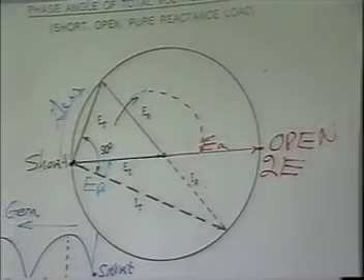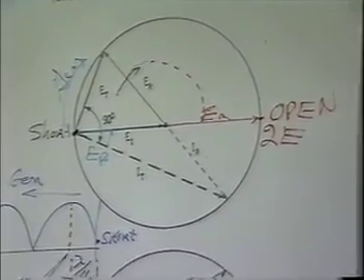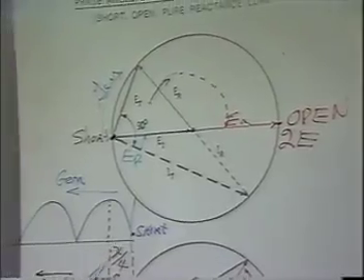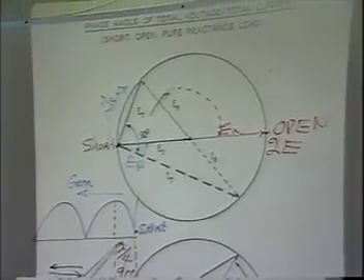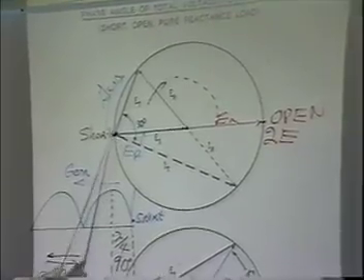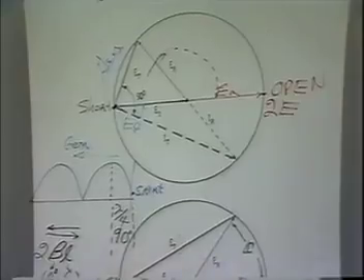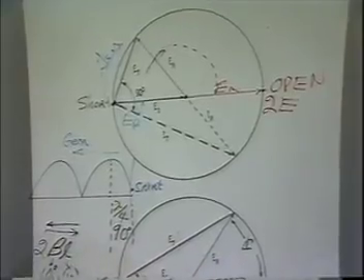Notice the relationship now. How far is it from the short circuit to the maximum of 2E on the transmission line? On the transmission line? 90 degrees, right. How far is it on this chart? 180 degrees. Doesn't this hold then?